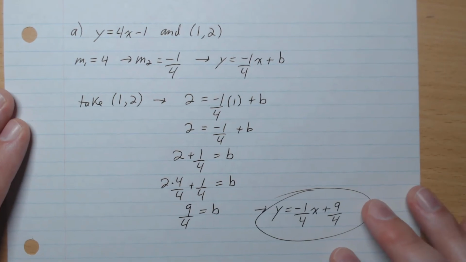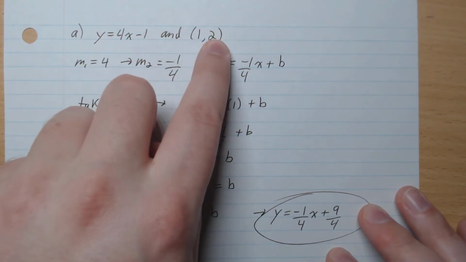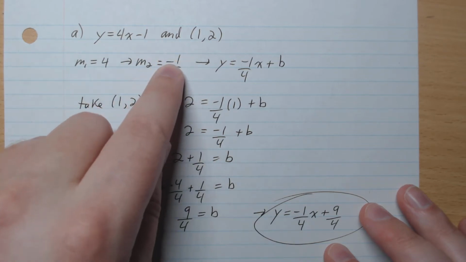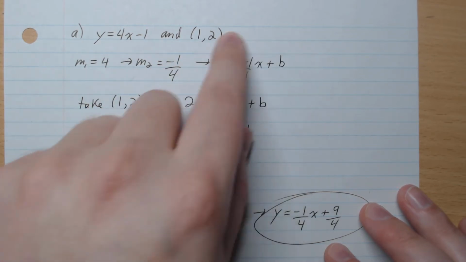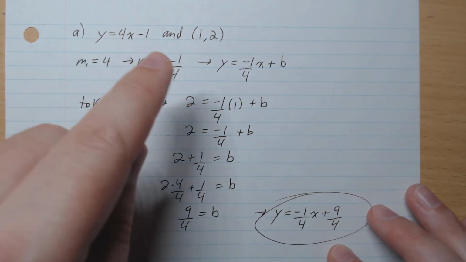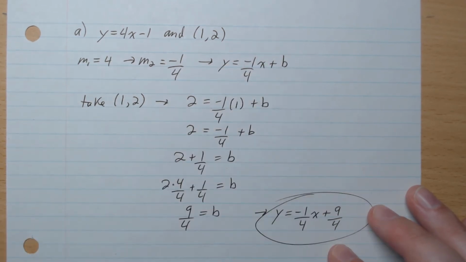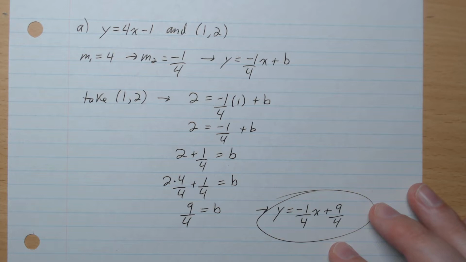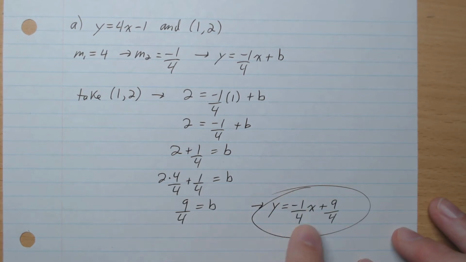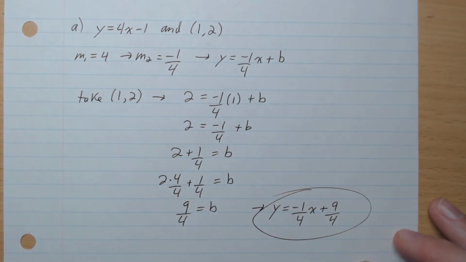Okay, A. So here's our given line, and that's the point we want to pass. So we want the negative reciprocal. So m2 is going to be -1/4. So that's going to be our equation as such. We need to find b. So we're going to plug in our point into our equation. We do some algebra, and we get b equals 9/4 like that. And then we update our equation. y equals -1/4x plus 9/4.